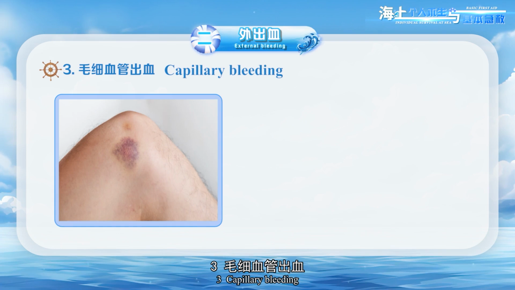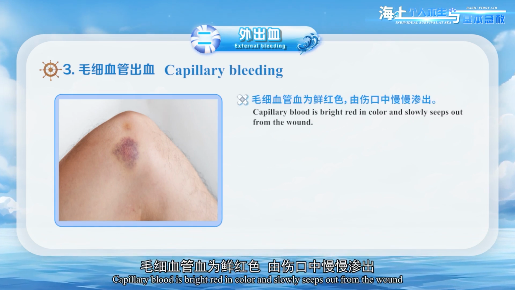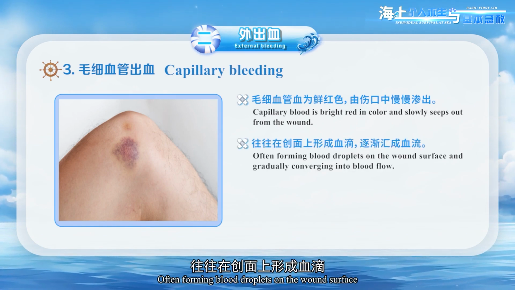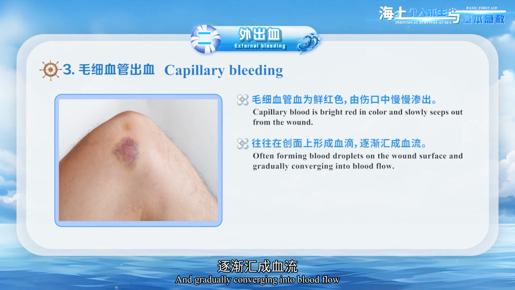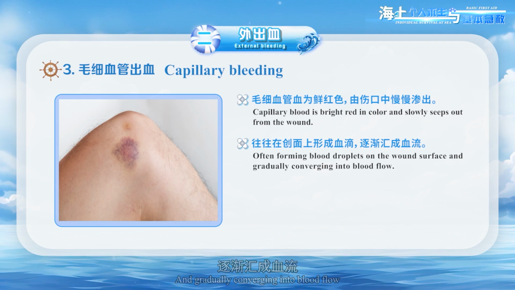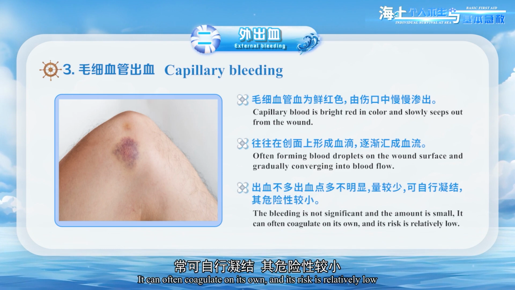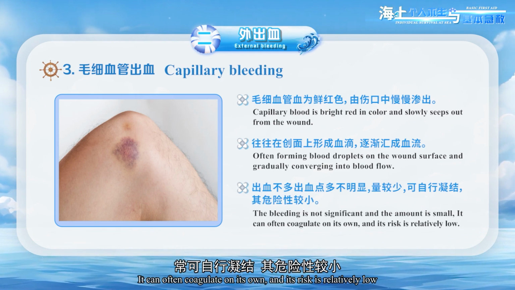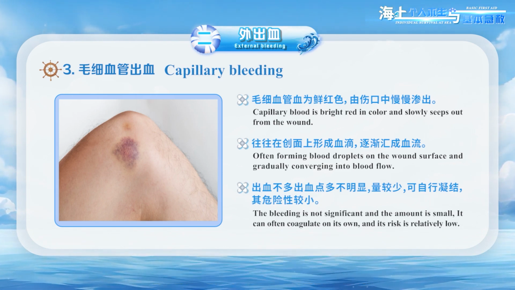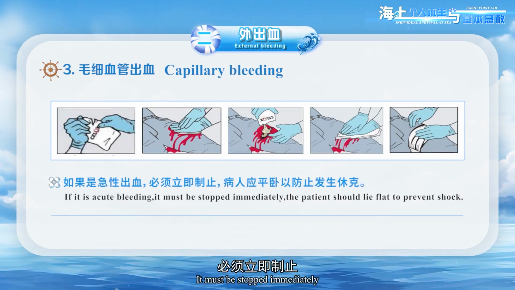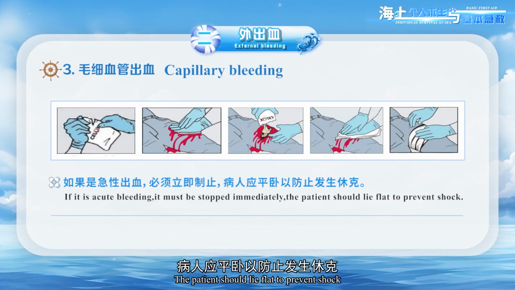3. Capillary bleeding. Capillary blood is bright red in color and slowly seeps out from the wound, often forming blood droplets on the wound's surface and gradually converting into blood flow. The bleeding is not significant and the amount is small. It can often coagulate on its own, and its risk is relatively low. If it is acute bleeding, it must be stopped immediately. The patient should lie flat to prevent shock.